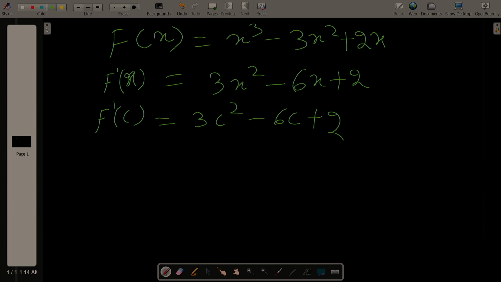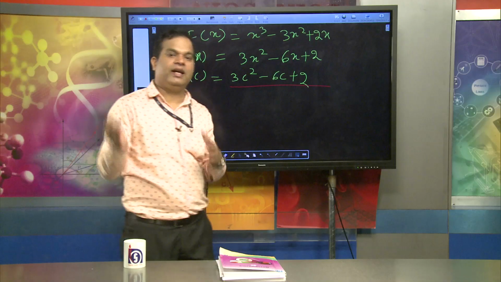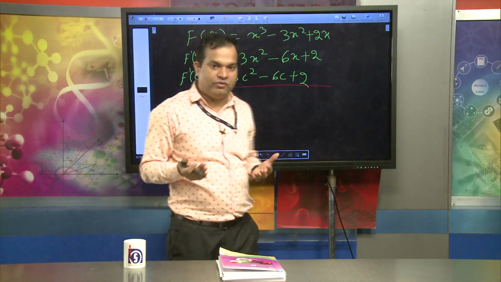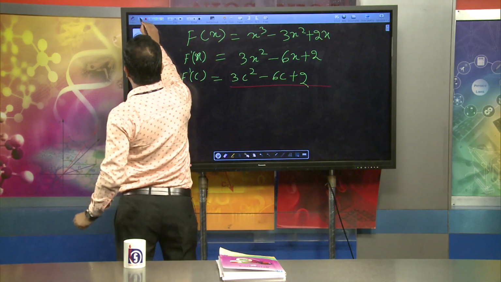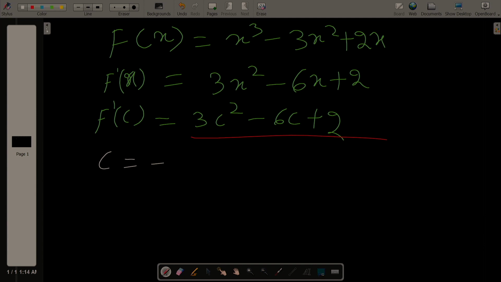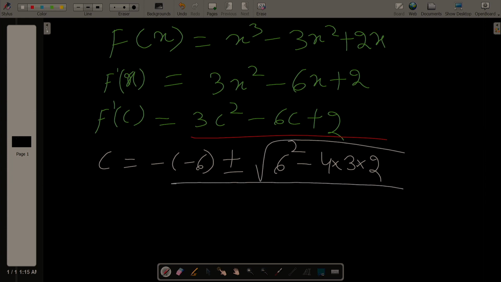Now, what do you find? This is a quadratic equation in the form ax square plus bx plus c, where a is not equal to 0. So when we find the roots of the equation, c equals minus b plus minus the square root of b square minus 4ac, divided by 2a, that is, minus of minus 6 plus minus the square root of 6 square minus 4 into 3 into 2.